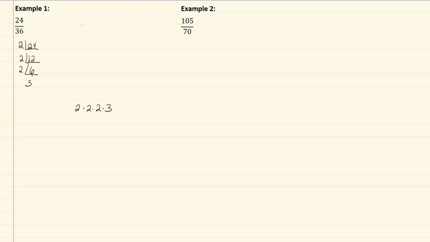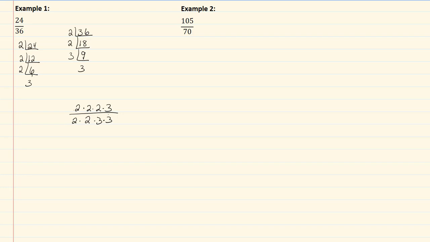Let's do 36. Well, 36 is divisible by 2, which would give us 18. 18 is divisible by 2, which would be 9. 9 is divisible by 3, which would leave us with 3. So for our denominator, we have 2 times 2 times 3 times 3.